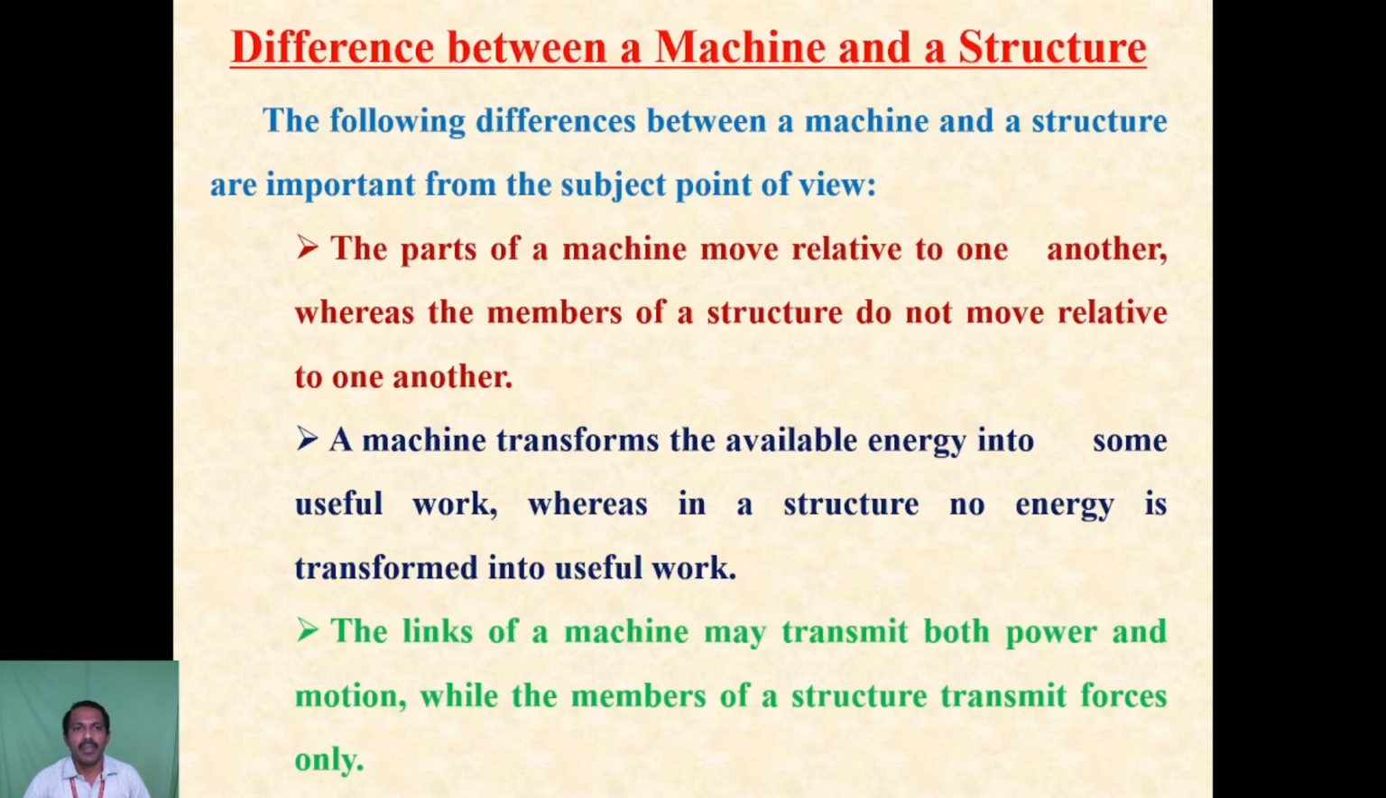Then the main differences between a machine and a structure. First, in a machine the parts move relative to one another, whereas the members of a structure do not move relative to one another. Second, a machine transfers the available energy into some useful work, but in a structure no energy is transferred into useful work. And the links of a machine may transmit both power and motion, but a structure transmits force only.